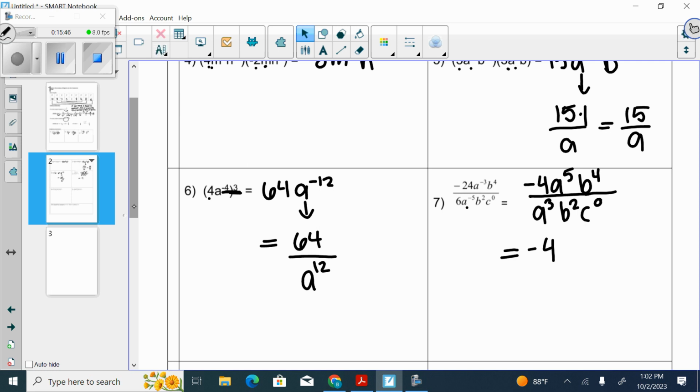What is 5 minus 3? 2. And where's the bigger one at? Up top. So I'm going to have a squared in the top. Alright, for b, what are my exponents that I'm going to subtract? And where's it going to go? Top. Right. 4 minus 2 is 2, and 4 is bigger than 2. And then we have c to the 0 power in the bottom, but anything to the 0 power is 1. So I can put the 1 in the bottom, but do I need it? No. So I would just have negative 4a squared b squared.